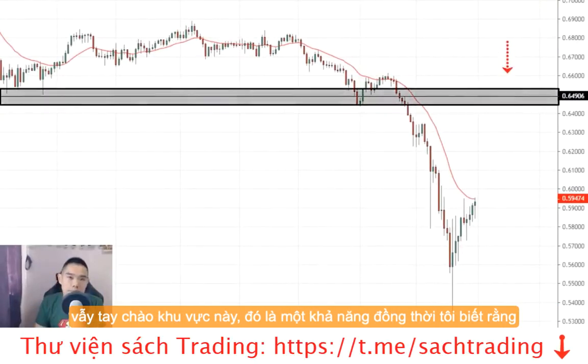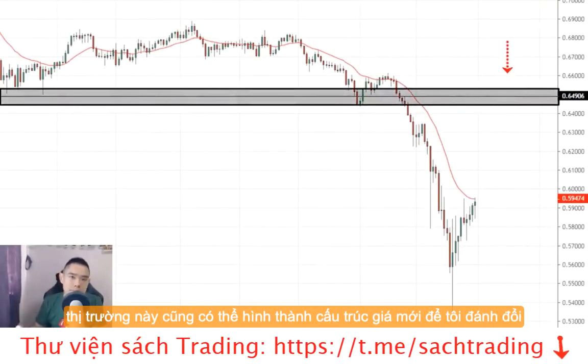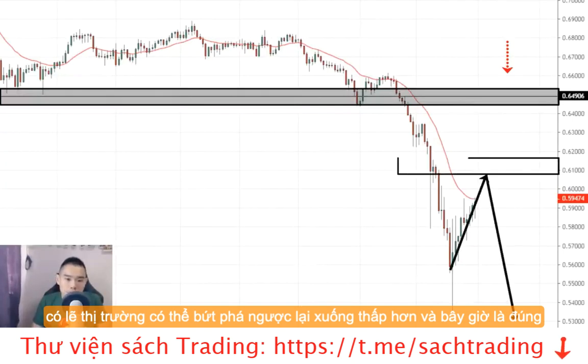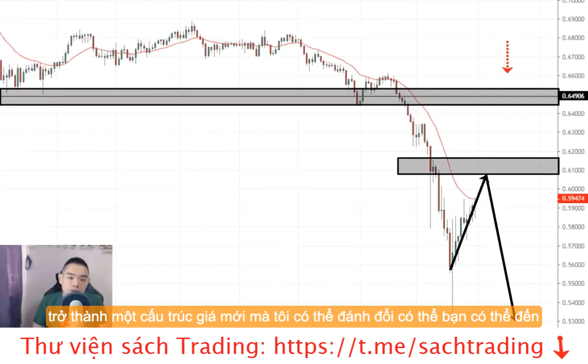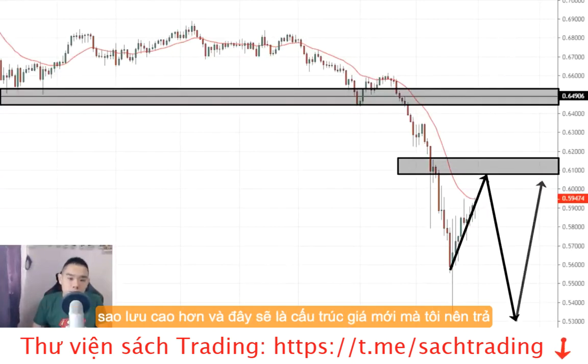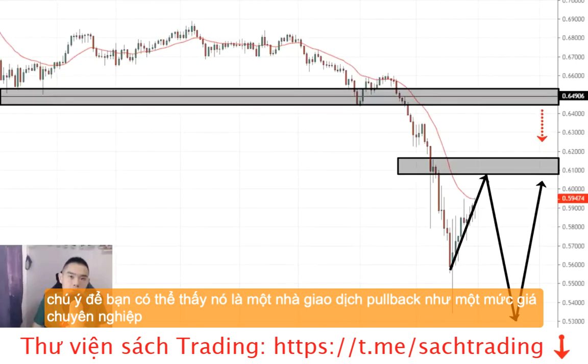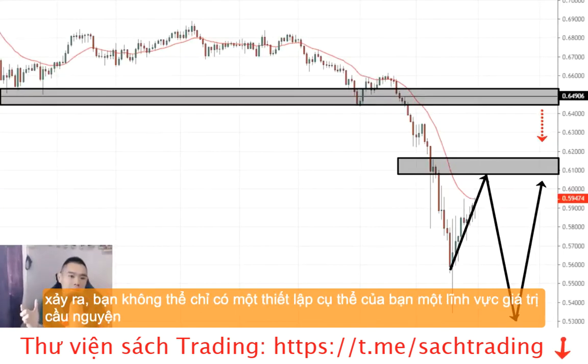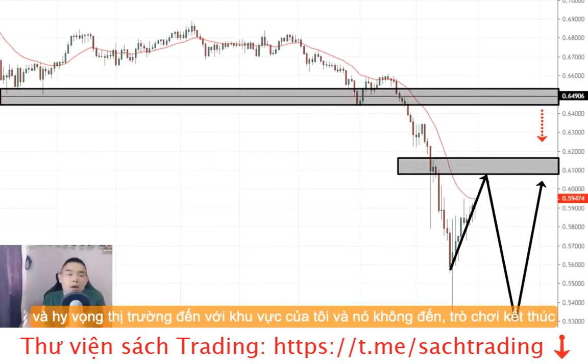That's one possibility. At the same time, I know that this market could also form new price structure for me to trade off. Maybe the market could break out, reverse down lower, and then this becomes a new price structure that I could trade off. Maybe it could come back up higher, and this will be the new price structure that I should be paying attention to. So can you see that as a pullback trader, as a professional price action trader, you have to be anticipating all this even before it occurs. You can't just have one specific setup, one area of value, pray and hope the market comes to my area, and if it doesn't come, that's it, game over. It doesn't work that way.